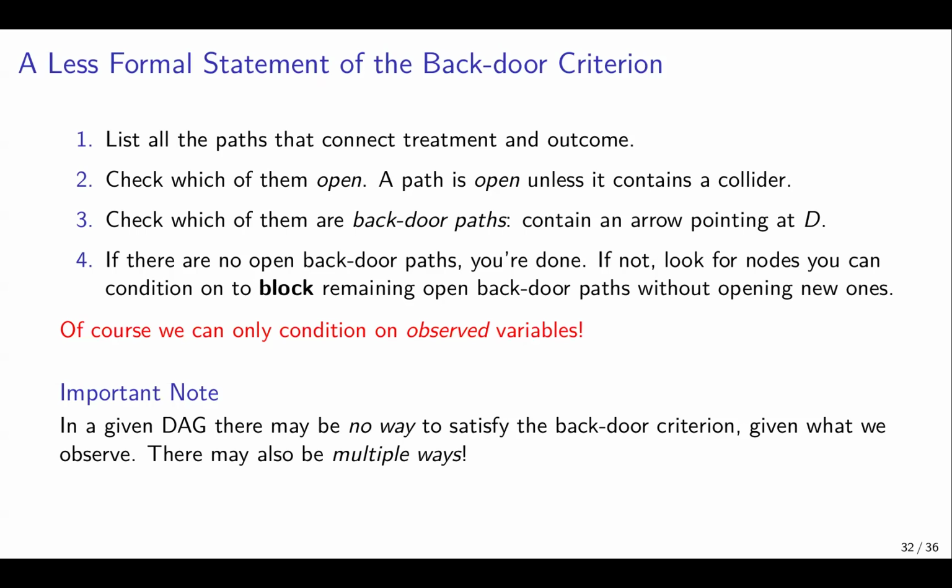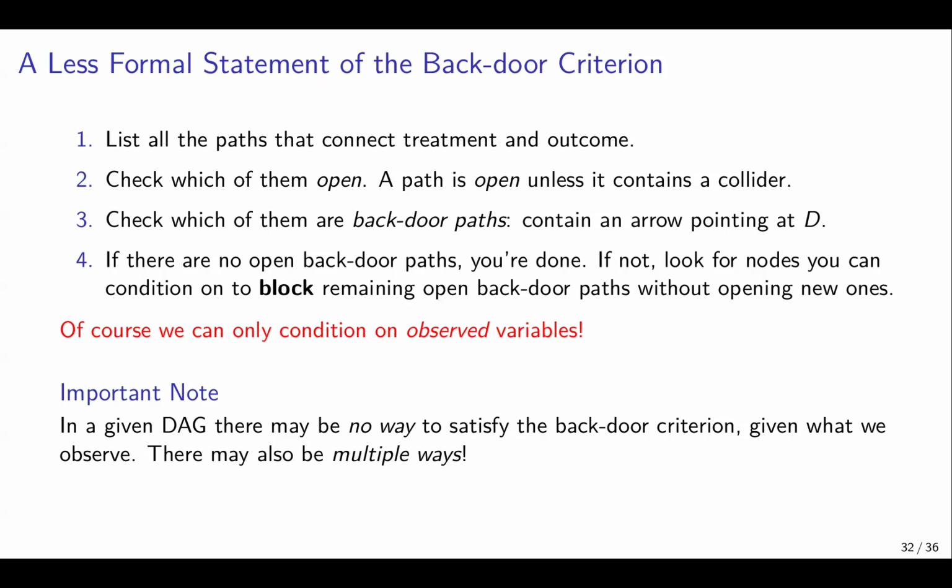Let me now give you a simpler way to do it. So here's a less formal way of explaining the backdoor criterion. The first thing you've got to do is list all the paths that connect the treatment and the outcome. Then you need to check which of them are open. A path is open unless it contains a collider. Then we need to check which of those paths are backdoor paths. So a backdoor path is a path that has an arrow pointing at D inside of it. If there aren't any backdoor paths, then you're done. Congratulations, you don't have to do anything.